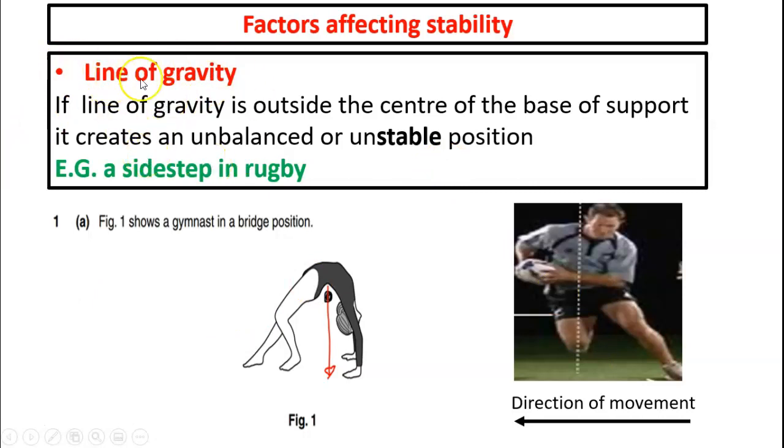So it's really important that you do understand the two applications there of line of gravity. Sometimes we want it in the centre of the base of support, other times we want it outside the centre of the base of support to minimise stability. Okay, so hopefully you can see how that works. That's our second factor.